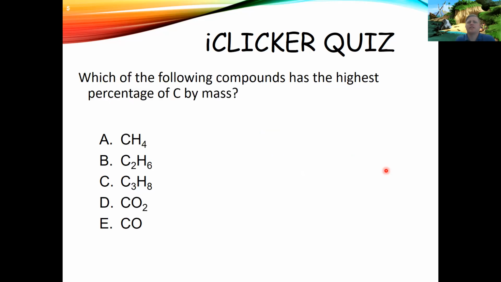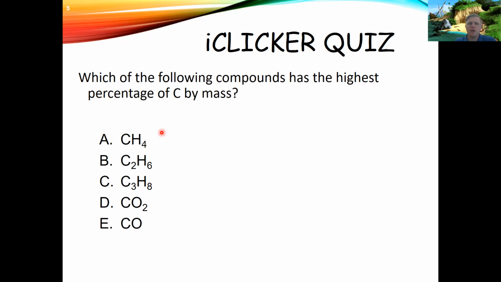I'll give you another practice problem here. If I've got these molecules down here, I want you in this time to tell me which has the highest percentage of carbon by mass. So not which one has the most carbon, but which has the most carbon by percent mass. Go ahead and pause the video and try and figure this out.